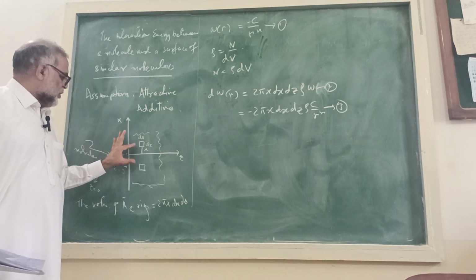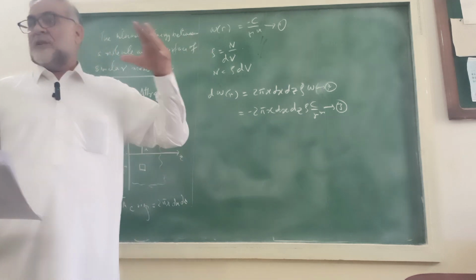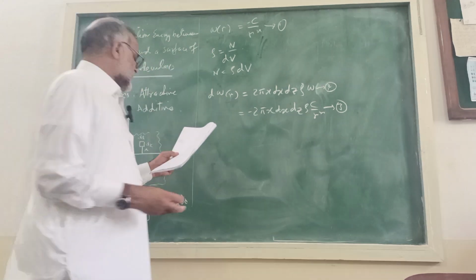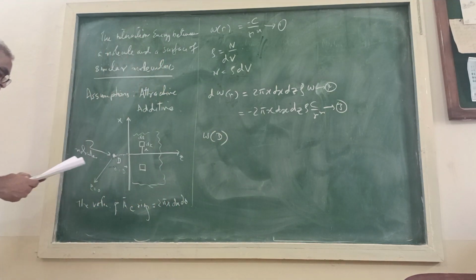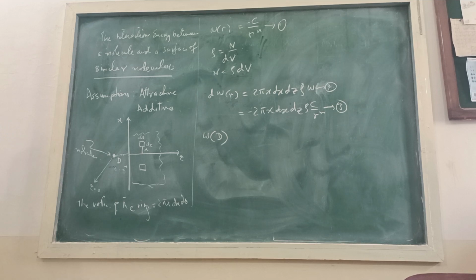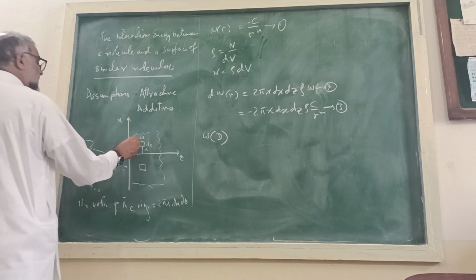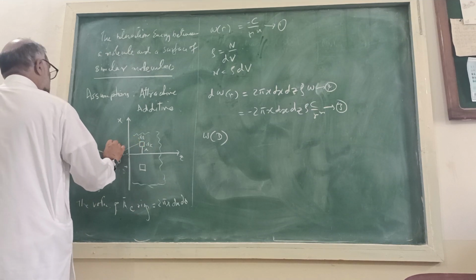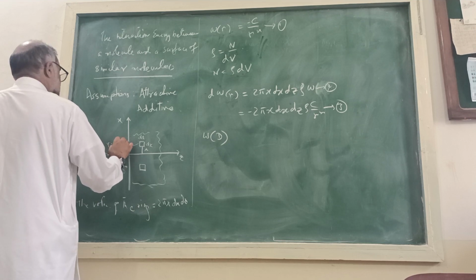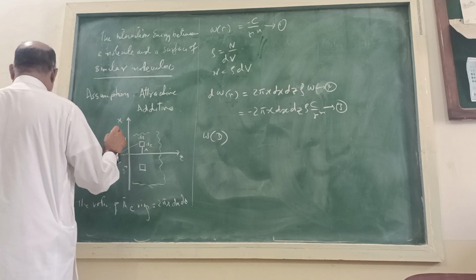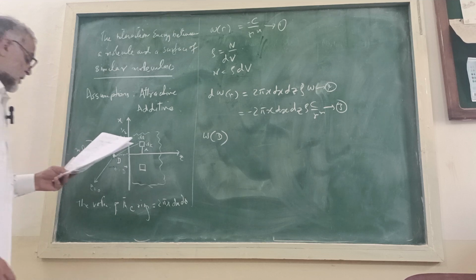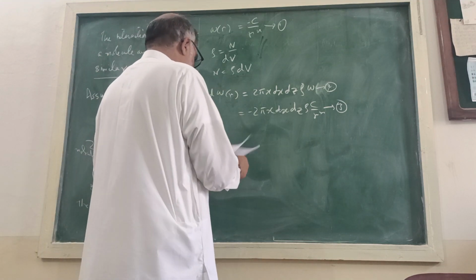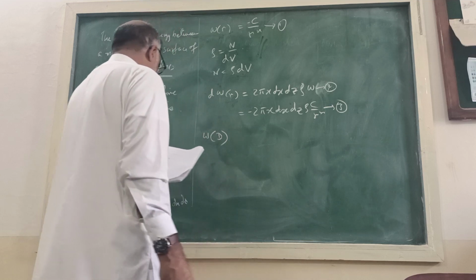If we want to get the interaction between this molecule and the whole surface, we have to integrate over this ring. So the total, if d is the distance here, I can write r equal to z squared plus x squared to the power 1 over 2. I can now integrate this, right?